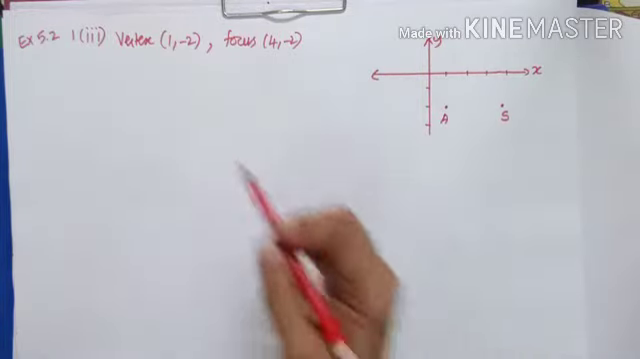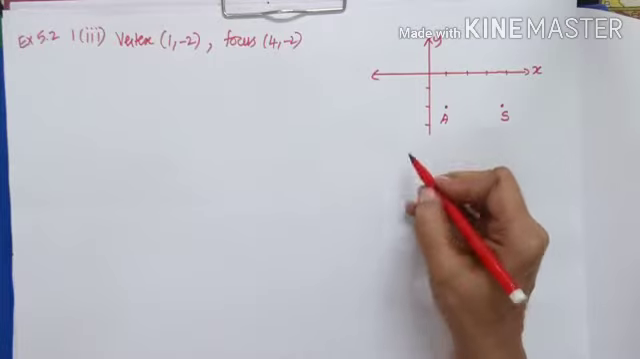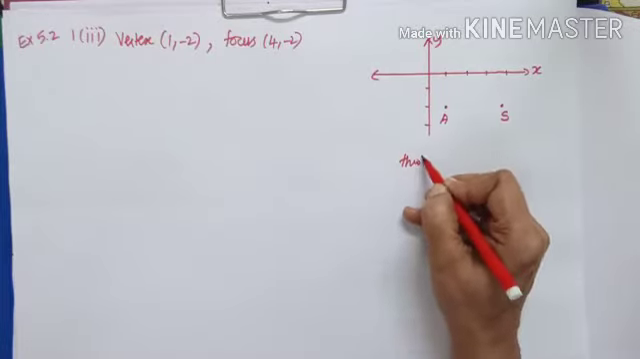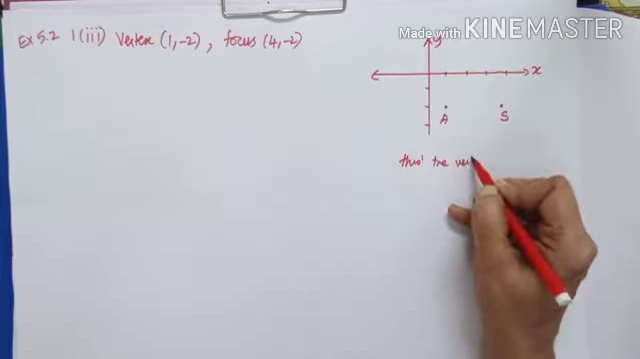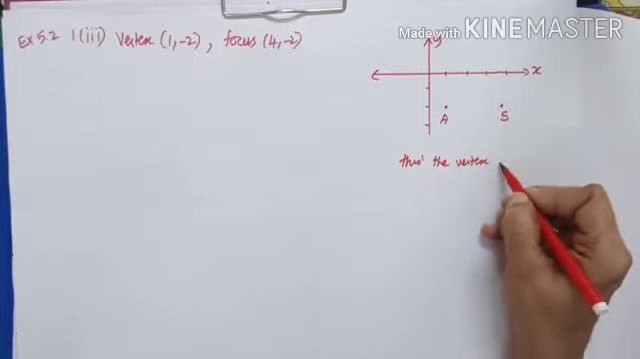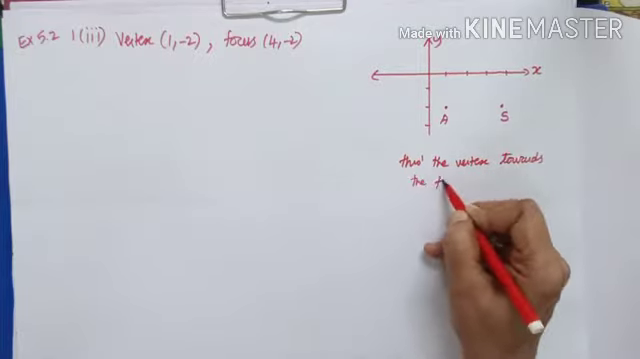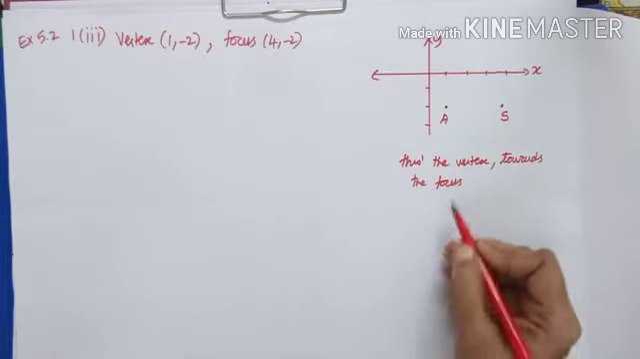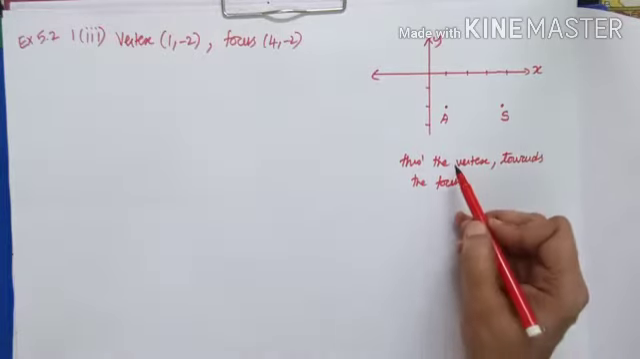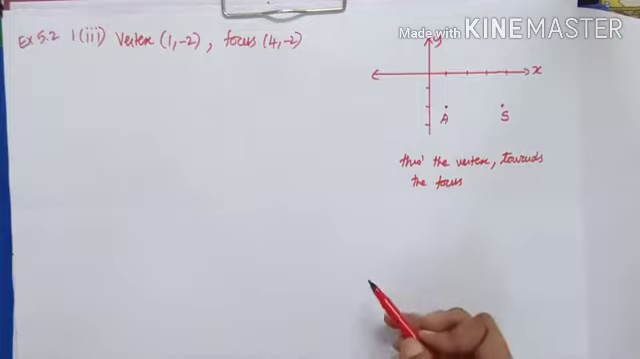We should know how to draw the parabola. The parabola will be through the vertex. Remember, the parabola will be through the vertex and towards the focus. This is the idea for you to remember how to draw the parabola: through the vertex, towards the focus.